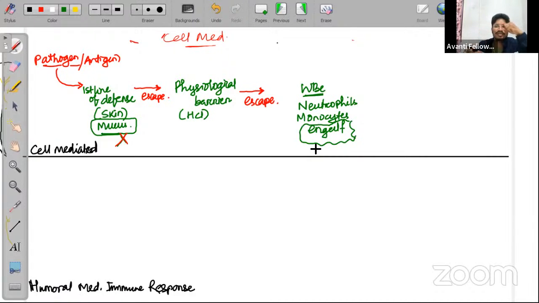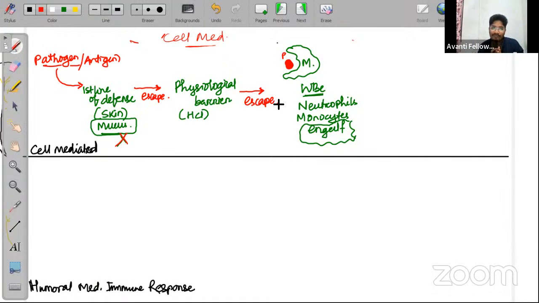Suppose the pathogen is coming, here are the neutrophils and monocytes. They will try to engulf the pathogen. Suppose this is the pathogen. This is the neutrophil. Neutrophils will try to eat the pathogen. Let me make this one a monocyte, and red color वाला ये अपना pathogen. इसको खाने की कोशिश किया, but here again the pathogen is more powerful.